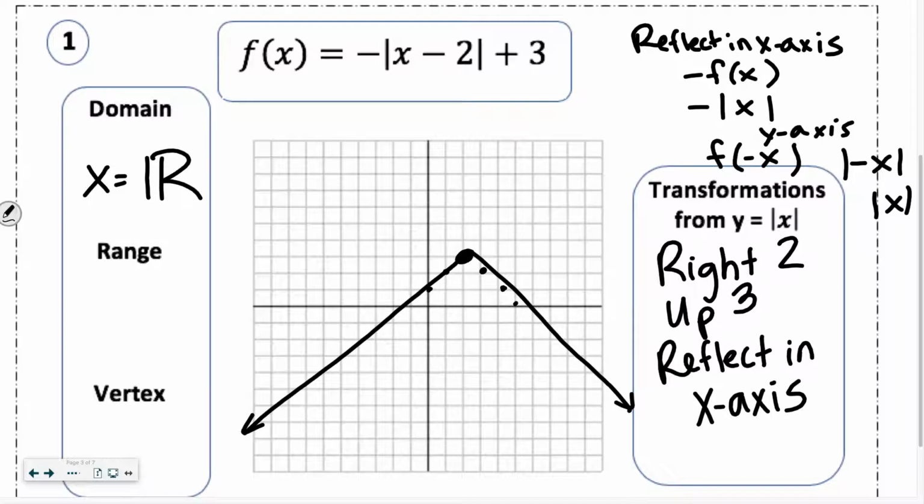Have you ever seen this double-sided R? It's all real numbers. You can use the double-sided R. I just go double side, make an R. Okay, for all real numbers. And that should be true for all of our absolute value functions, right? We're never going to have an issue with domain because we can take the absolute value of anything we want.